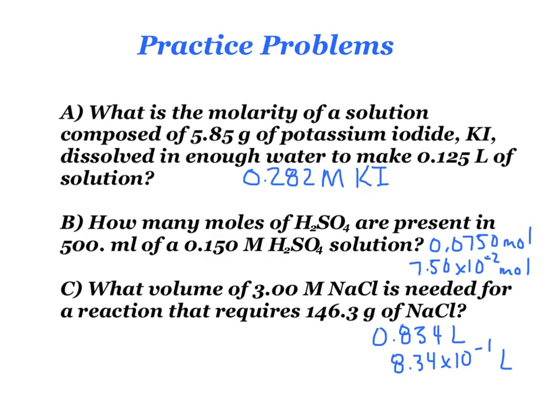So here are the answers on that. 0.282 molar KI. 0.0750 moles on letter B, and I've also put it in scientific notation. 0.834 liters on letter C, and also in scientific notation. Really, you've got to try these out. Go back and check out the examples if you need to, but you really have to know how to do these, and if you can't get it, just do the best you can, and we'll figure out where you got stuck, and we'll work it out.